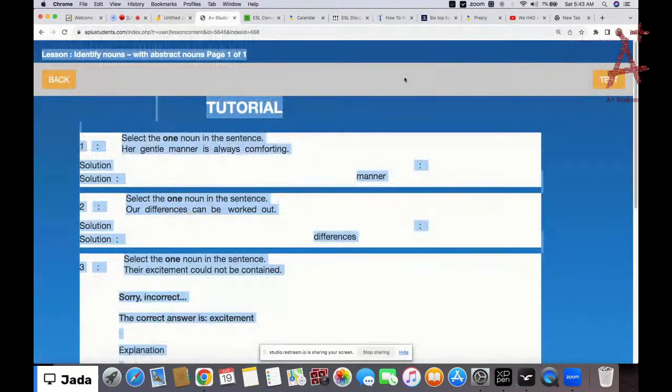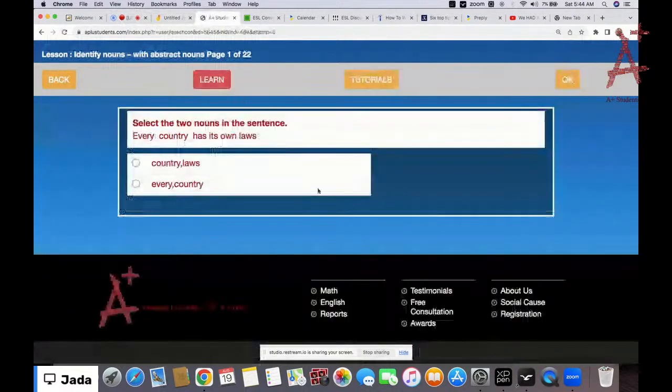So we move on to the test now. As usual, send your answers on the chat, okay? So we have select the two nouns in the sentence. Every country has its own laws. Select the two nouns. So now, what are the two nouns in this sentence? Every country has its own laws.